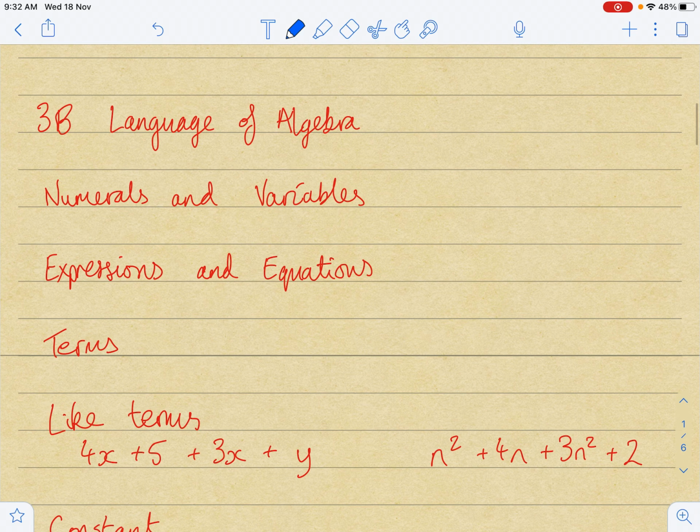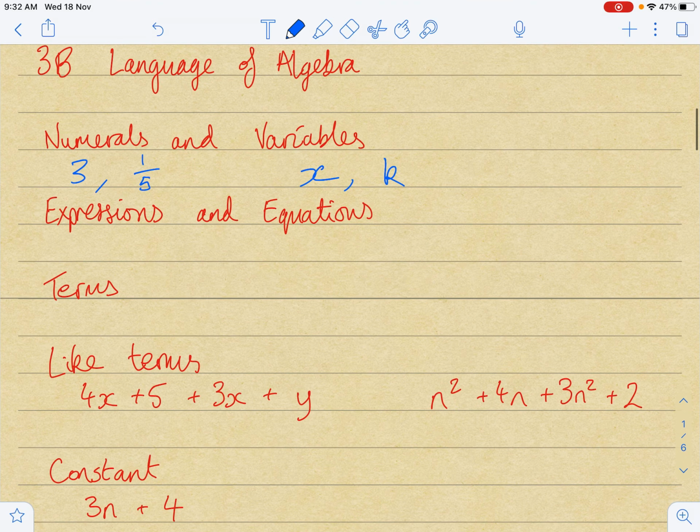Numerals and variables. Numerals are just numbers, so things like 3, 4, 5, could also be fractions, but basically numbers on their own. Variables are when we have letters to represent unknown numbers, so they can change. It could be x, obviously, or any letters that we put in there. They are things that can vary, they can change. We don't know them yet, they are unknown.